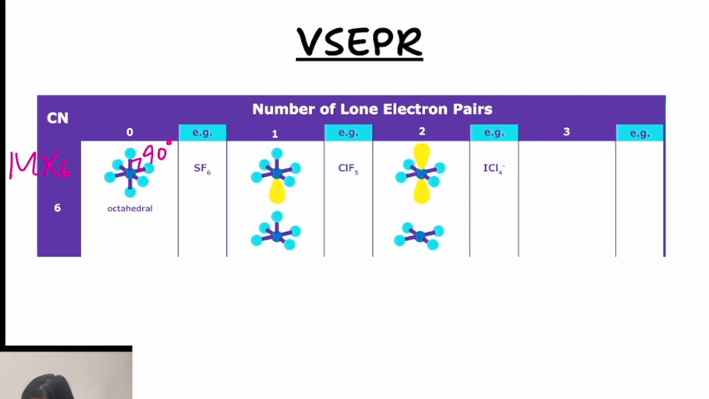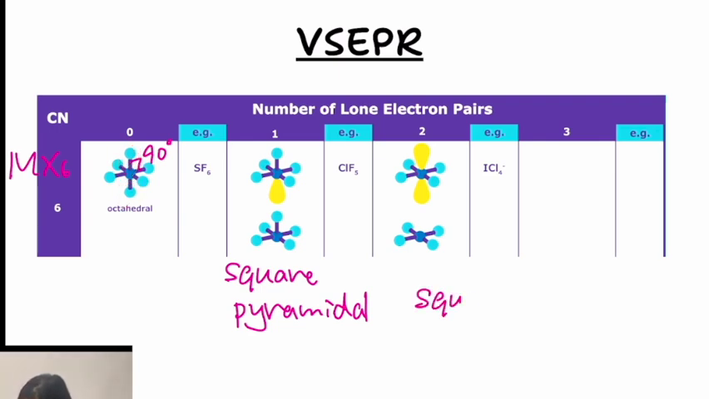If one of these bond pairs is replaced by a lone pair, then we have this square pyramidal shape. And if two of the electron pairs are replaced by lone pair electrons, then they have the square planar shape.